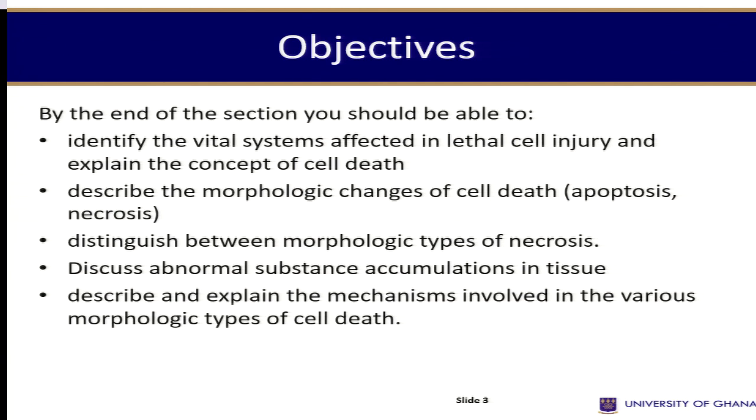The objective of this session, at the end of the session, you should be able to identify the vital systems affected by lethal cell injury and explain the concept of cell death. Describe the morphologic changes of cell death. Distinguish between morphologic types of necrosis. Discuss abnormal accumulations and explain mechanisms involved in various types of cell death.